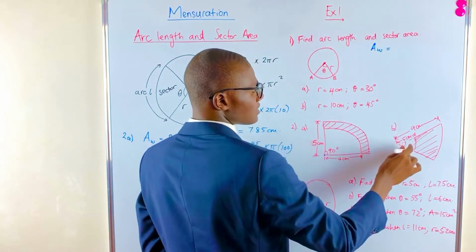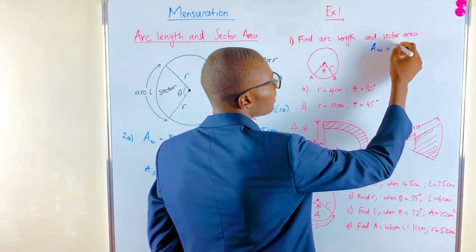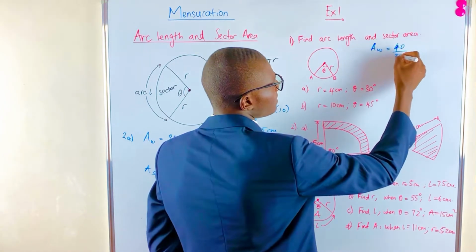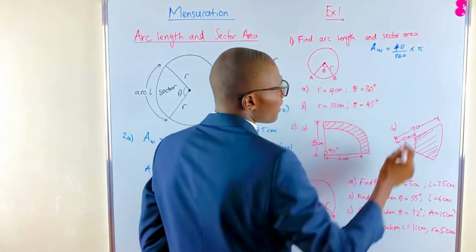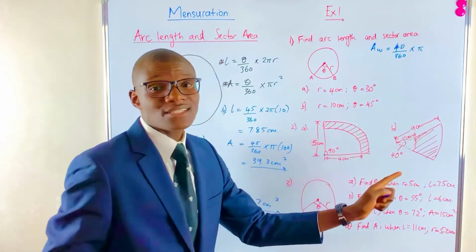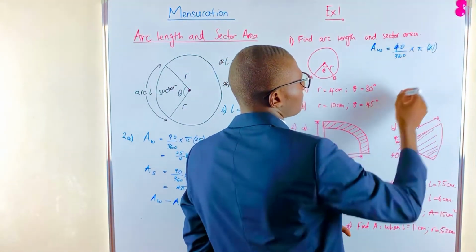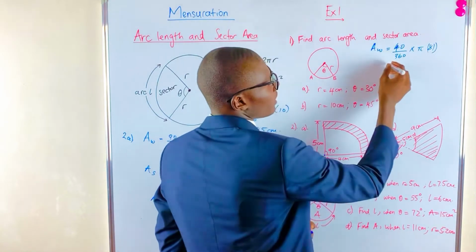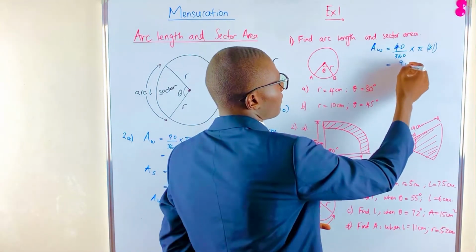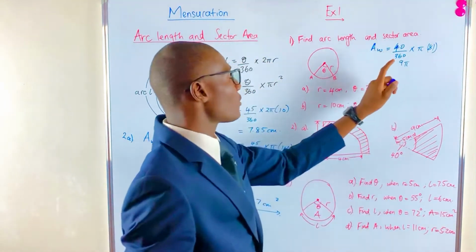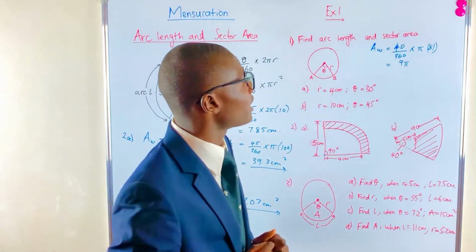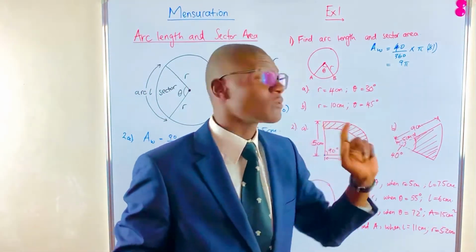Okay, so we're saying area of the whole sector, AW, is theta, which is 40 over 360 times pi r squared. The radius of the whole sector is 9. So 9 squared will give us 81. And then we get 9 pi, because we shall simplify 40 over 360 to get 1 over 9. Then 9 into 81 will give us 9.